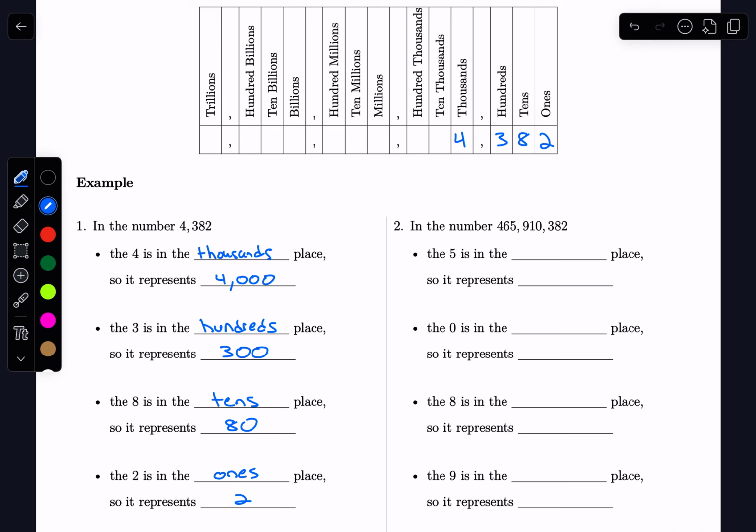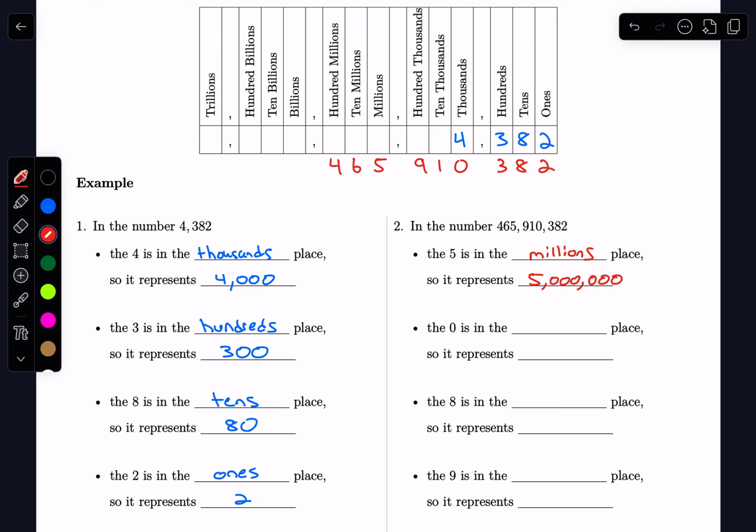All right, let's try it with a bigger number though. So the next number is 465,910,382. In order to use my chart, I need to write all the digits in their appropriate places. Since I already used one row of the chart, I'm going to write it right below. Now when we look at this number, the 5 is way over in the millions spot. So I'm looking at the chart where the 5 is and lining up with this word millions. That's its place value. Since the 5 is in the million spot, it is worth 5 million.